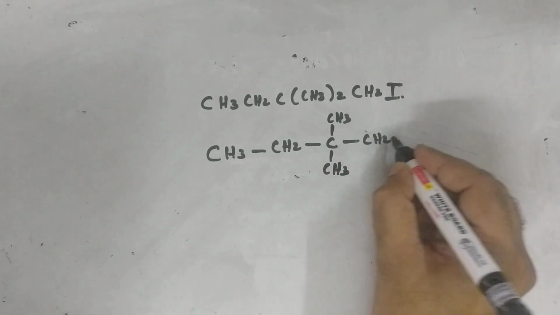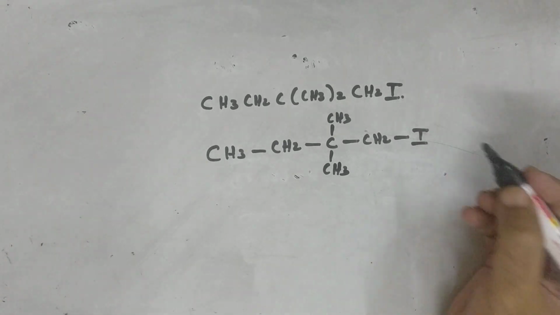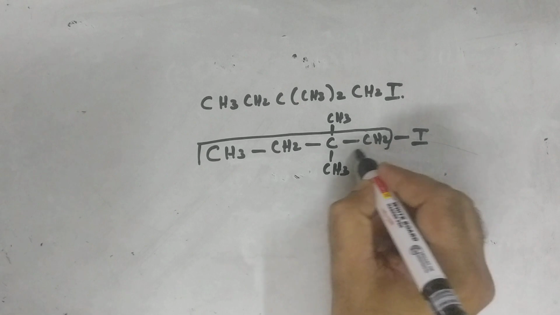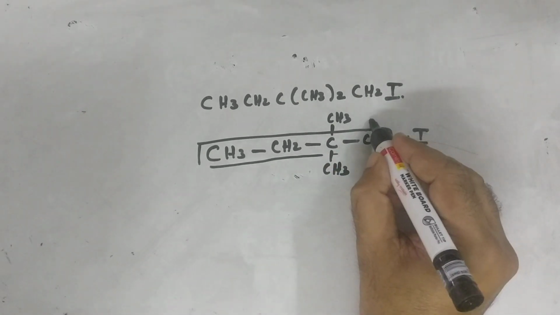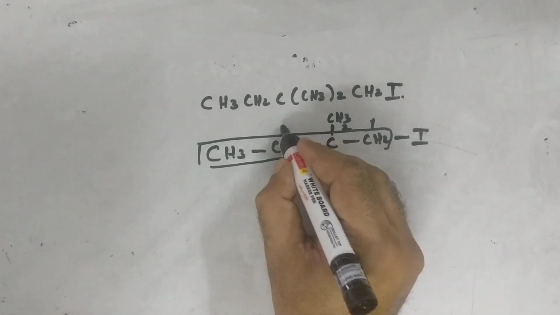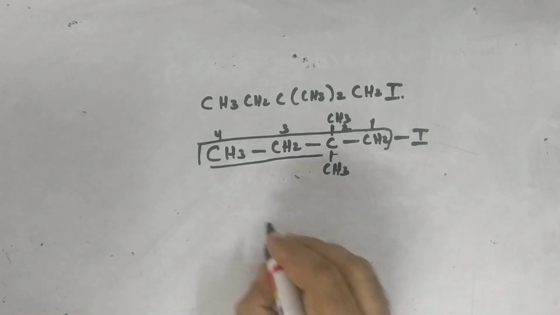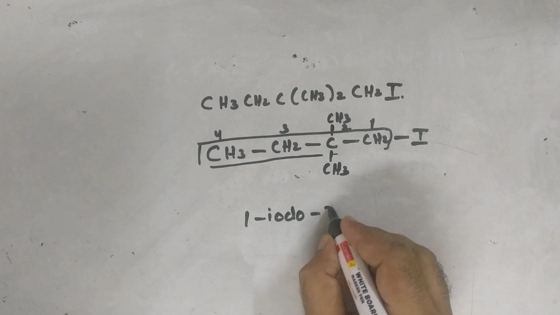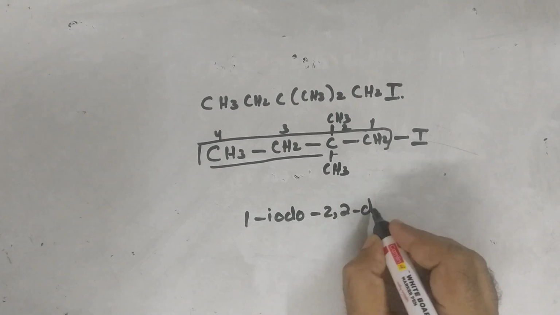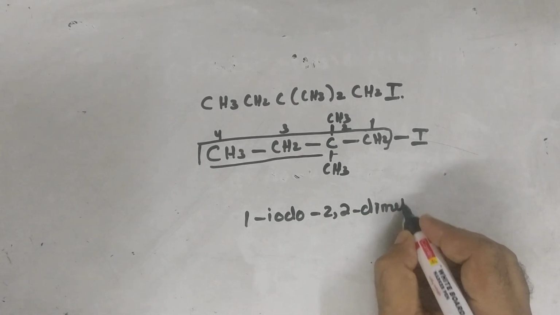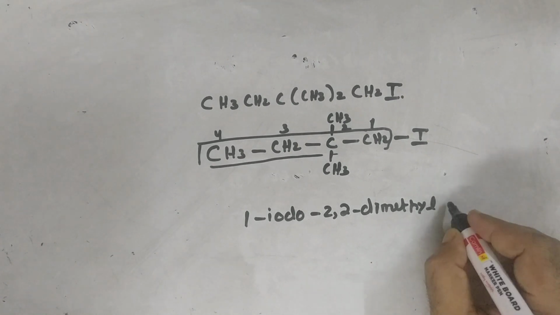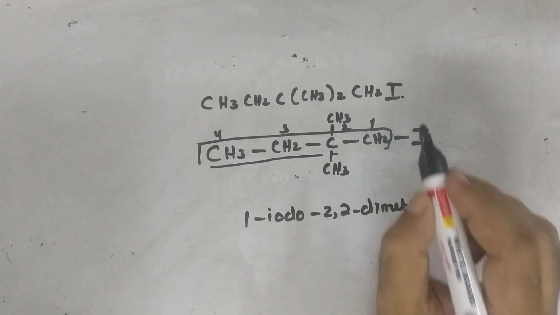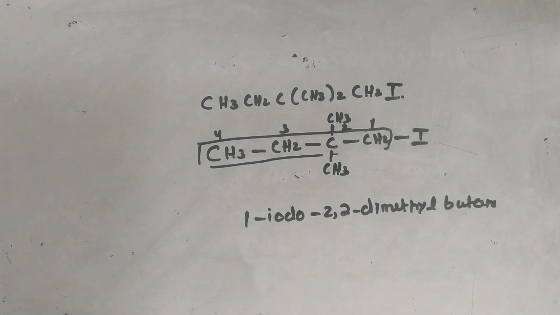First of all, we have to convert the condensed form into the expanded form. Let's name this. This is a long chain. Numbering obviously has to be done from here 1, 2, 3, 4. So this will be called 1-iodo-2,2-dimethylbutane. This is again an alkyl halide, and it's a primary variety. Halogen is present on the primary carbon.